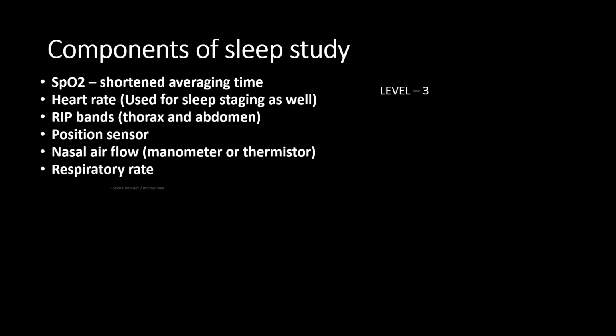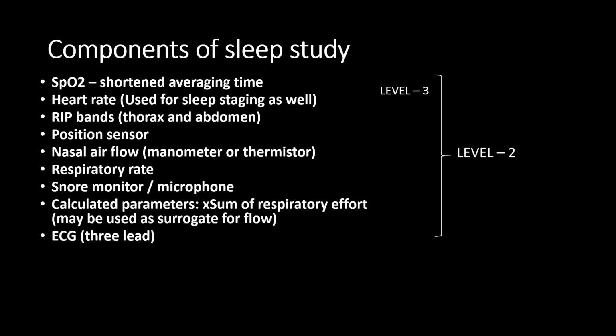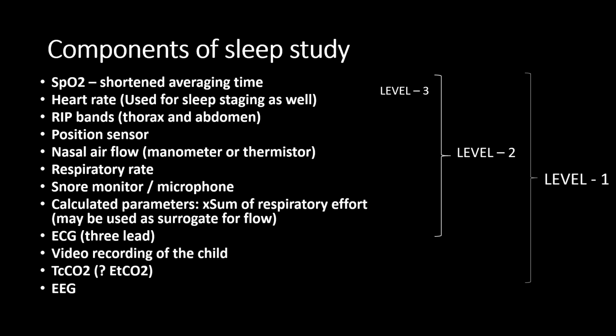The other components which can be measured are the bands in the thorax and abdomen, position sensor, nasal airflow, respiratory rate, snore monitoring, and ECG, which constitutes a level 3 study. Great Ormond Street does a lot of level 2 studies in the form of cardiorespiratory polygraphy. When we add video recording and transcutaneous CO2 and EEG, it becomes level 1 polysomnography, and that is the term which we use for a full sleep study attended in the lab.